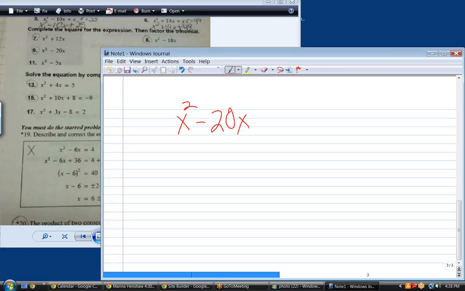Are you doing number 9? Uh-huh. Divide 20 by 2. Okay, then what? Which equals 10, so you do 10 times 10, which equals 100, so you add 100. Okay. And then what does that factor into?